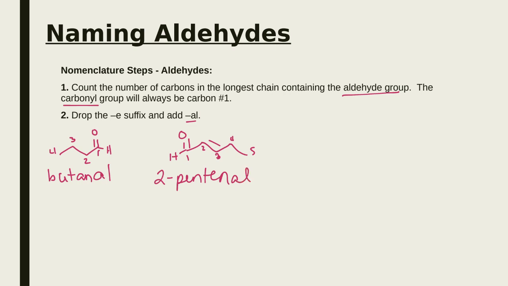And watch your writing, okay? The OL suffix is an alcohol, the AL suffix is an aldehyde, and I need to be able to read your writing and know that you're writing it down properly.